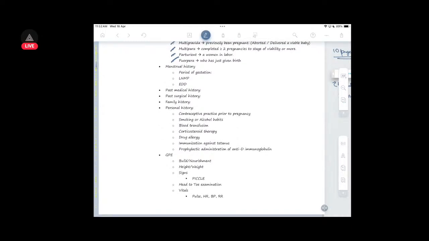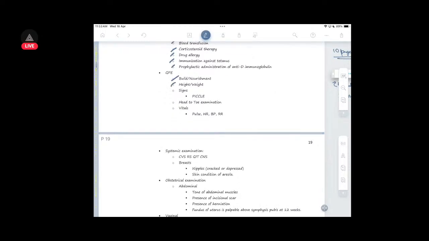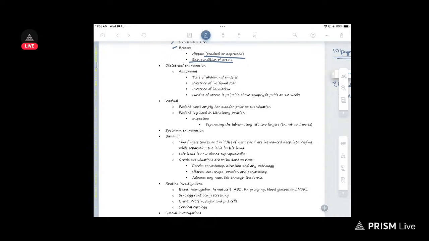So menstrual history, period of gestation, LMP and EDD need to be asked. Then the other things are not that important. You can ask them if you want. General physical examination you have to do. Then vitals you have to check. CVS, breast: if nipples are cracked or depressed, and the skin condition of the areola need to be checked. Abdomen you have to do. Tone of abdomen, incisional scar, hernia, fundus palpable.